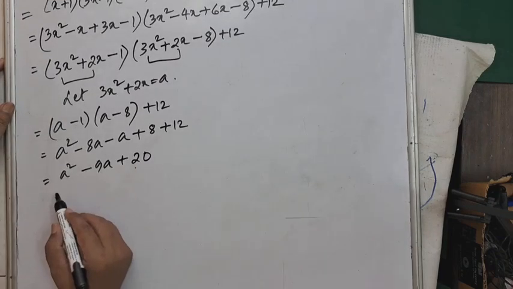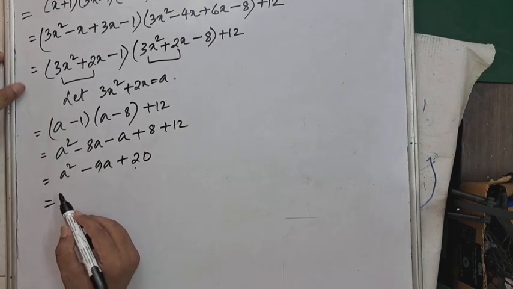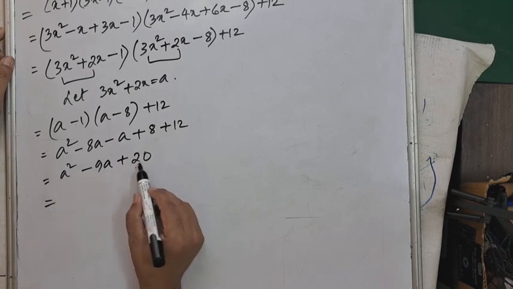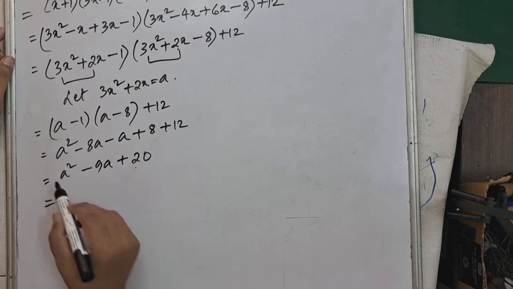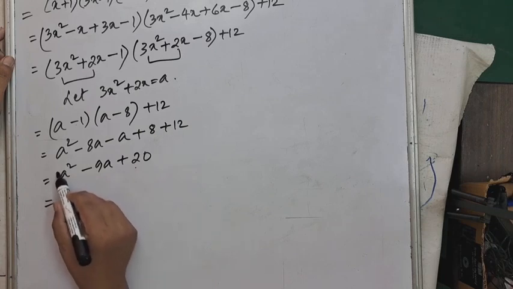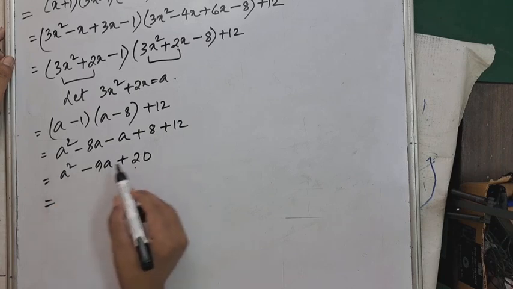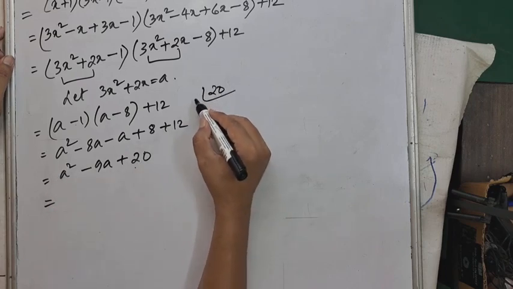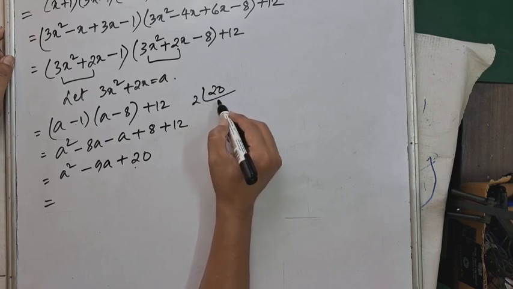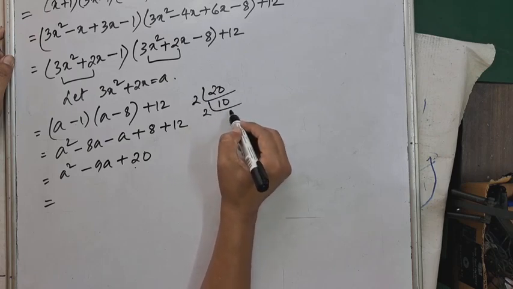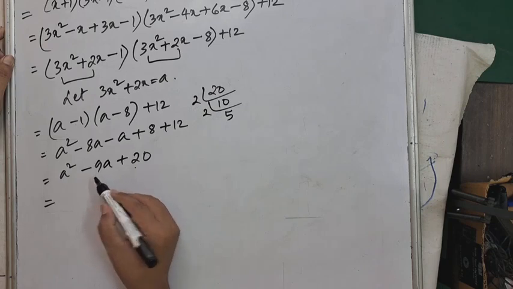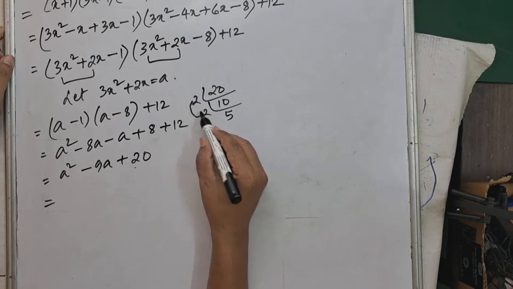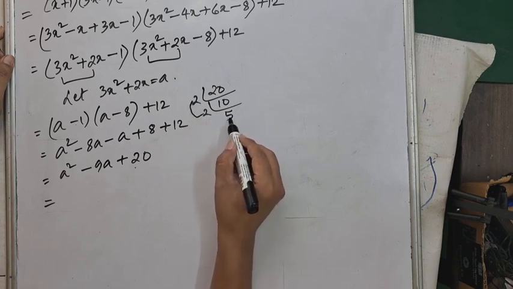Now this is middle term factorization, isn't it? We can factorize this. So we multiply the coefficient of a square with this constant number, that is 20 here, isn't it? So no number before a square means the coefficient is 1. 20 into 1 will give us 20. We find the factors of 20 now. 2 10s are 20, 2 5s are 10. So we need 9, isn't it? So 2 2s are 4, 4 plus 5 will give us 9.